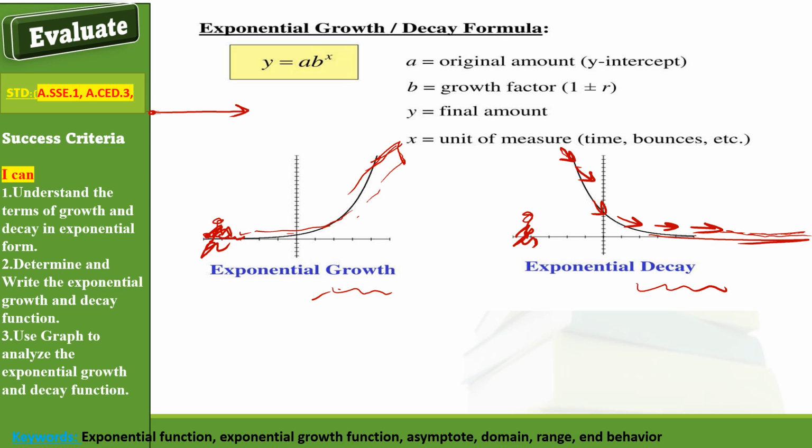So what have we learned so far? A graph increasing is exponential growth. A graph decreasing is said to be exponential decay. And the other thing, mathematically, if the value of b is greater than 1, it shows exponential growth, whereas b between 0 and 1 shows exponential decay.